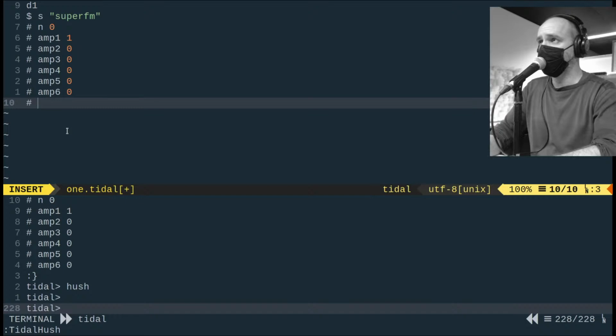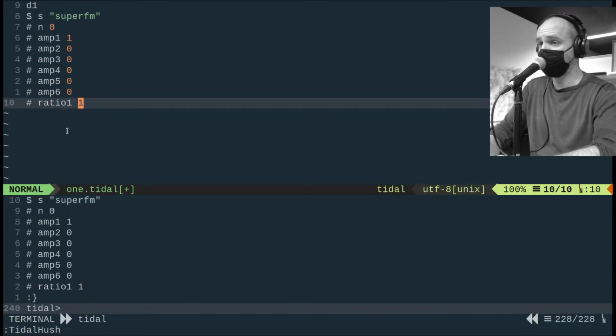To change the frequency of one operator, you apply a ratio to it, which is just a multiplier of the base frequency. By default, it's 1. So if I play this, it should sound the same as if in this I don't put it. Okay. You hear it's the same sound because there's no change in the frequency of the operator.